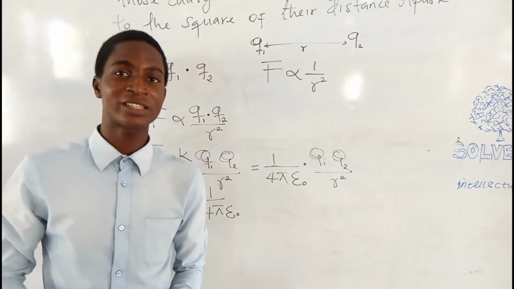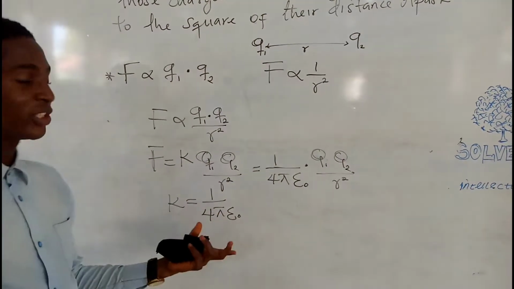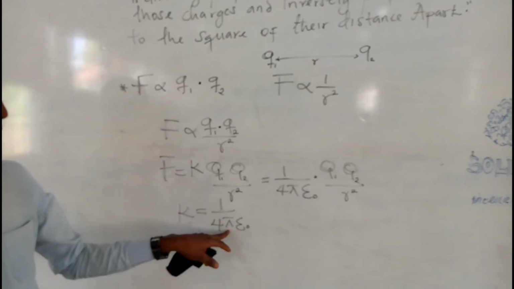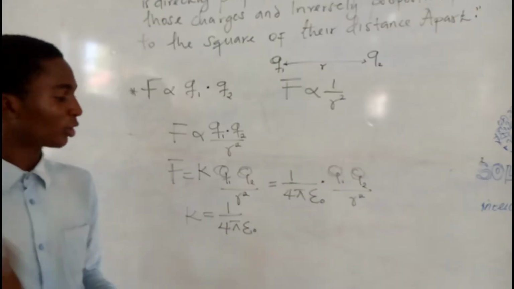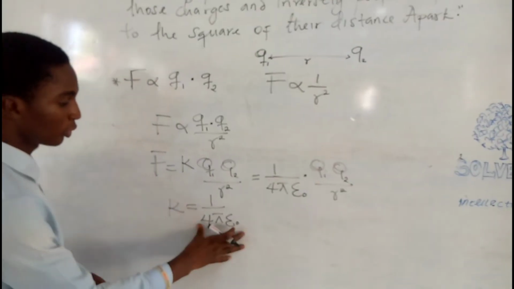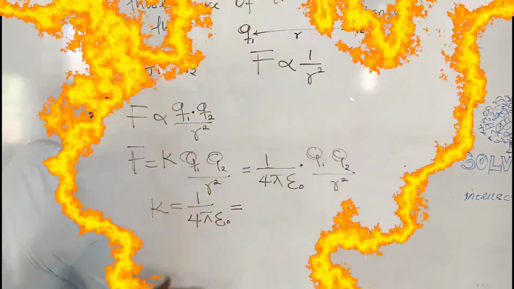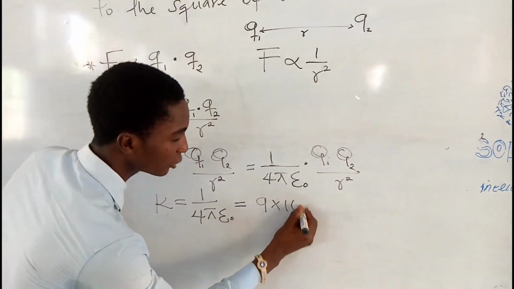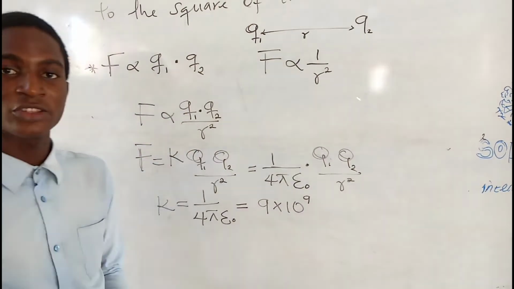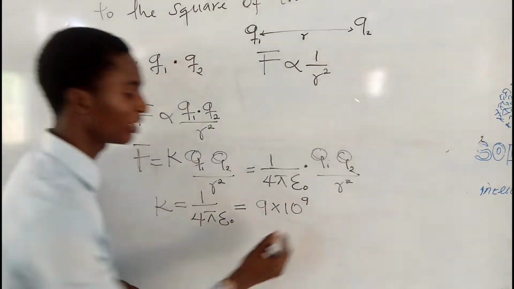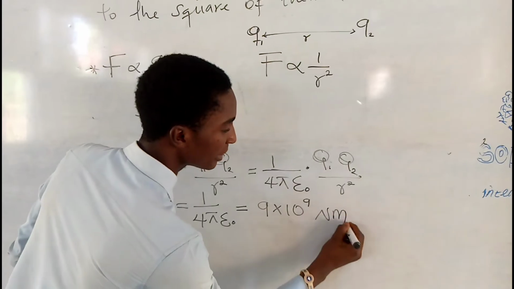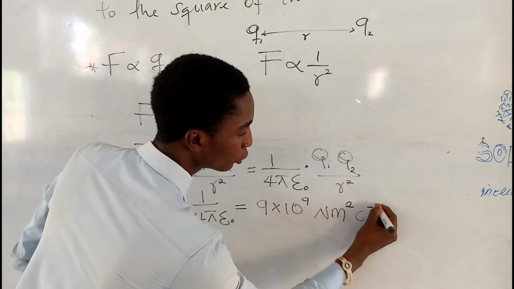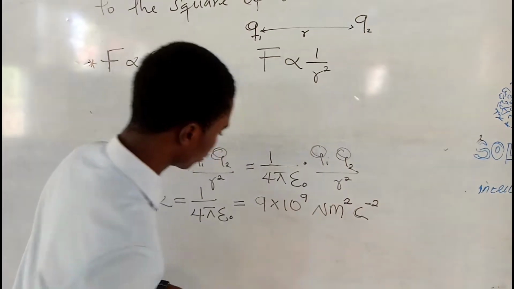We can make this easier since all these are constants: 1 is a constant, 4 is a constant, pi is a constant, epsilon naught is also a constant. So simplifying this, K can also be written as 9 times 10 raised to power 9, and the unit of our constant is Newton meter square per coulomb square.